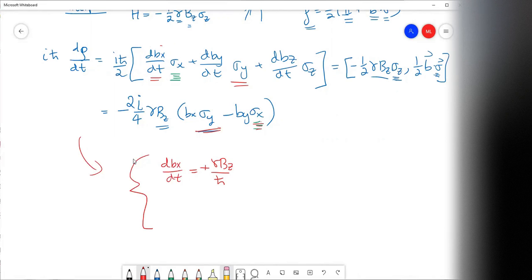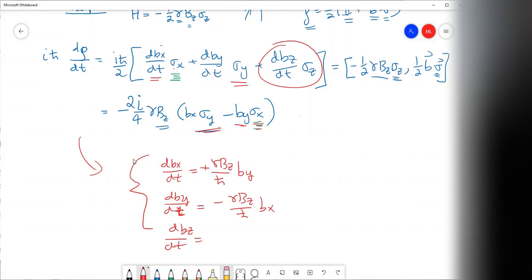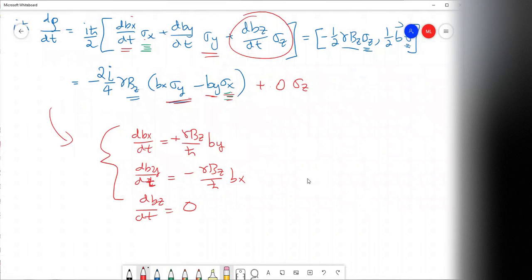Let's see what we have here, sigma x, and it's by, right? It's this guy. The other one, the by should be with the opposite sign. Yeah, and then dbz/dt, this is the bz part, there is no sigma z, so it's like plus 0 sigma z, so that's equal to 0. So anyway, if I did this correctly, which you can do, it's good practice if you want, but I'm not getting these signs right, I don't think.